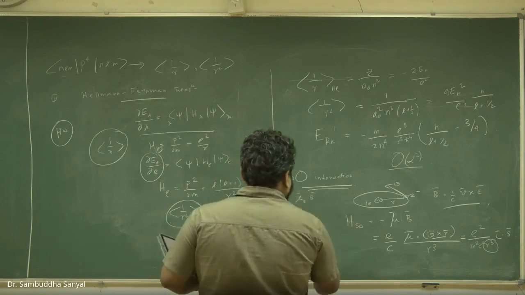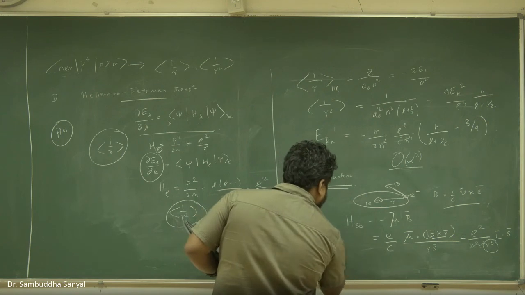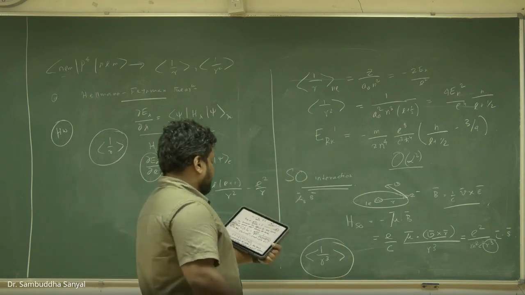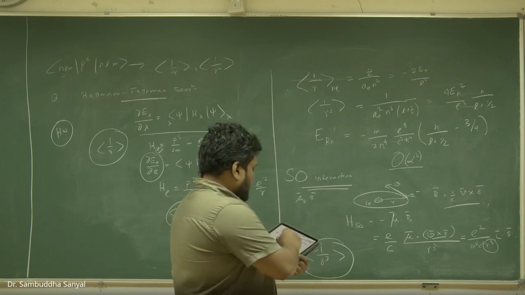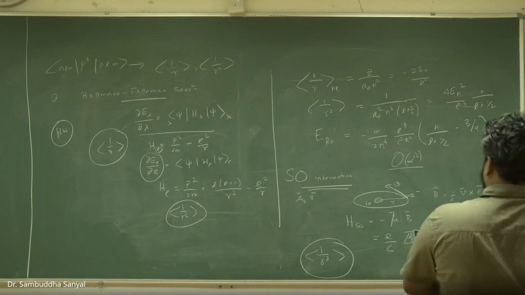So think about this. How will you calculate 1 by r cubed? And I will write down the formula and try to prove this.